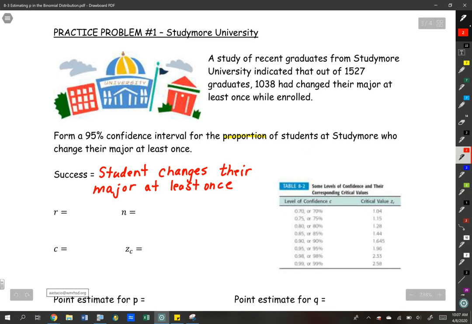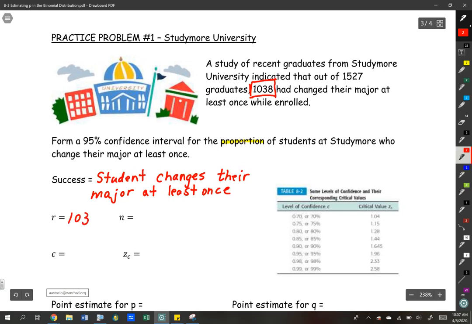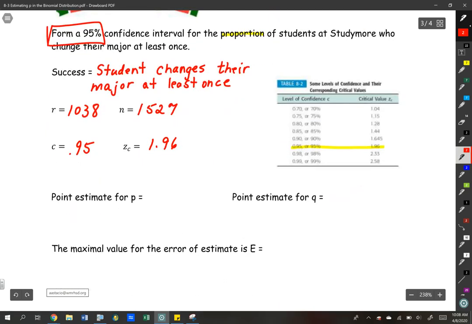Okay, R is the number of successes. So that's 1038. That's how many people actually changed their major at least once. N is the number of trials. We're forming a 95% confidence interval, so C is 0.95. We're going to look at the z-score for 0.95 right here, so we're getting 1.96. And we're going to find the point estimate for P and the point estimate for Q. P hat equals R over N, so P hat is equal to 1038 over 1527. When we do that in our calculator, we're going to get approximately 0.68. And the point estimate for Q is Q hat equals 1 minus P hat.